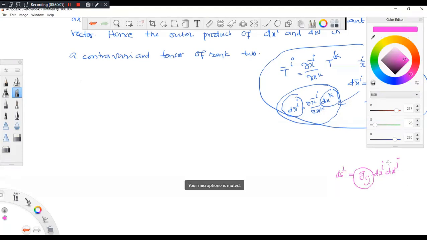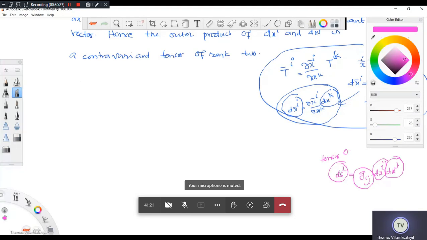But I know this displacement vector is a tensor. This is also a tensor. This is a contravariant tensor. This is a covariant tensor. When I multiply these two, on the left side, you see, it is a distance. Distance is a number. So this is a tensor of rank 0.